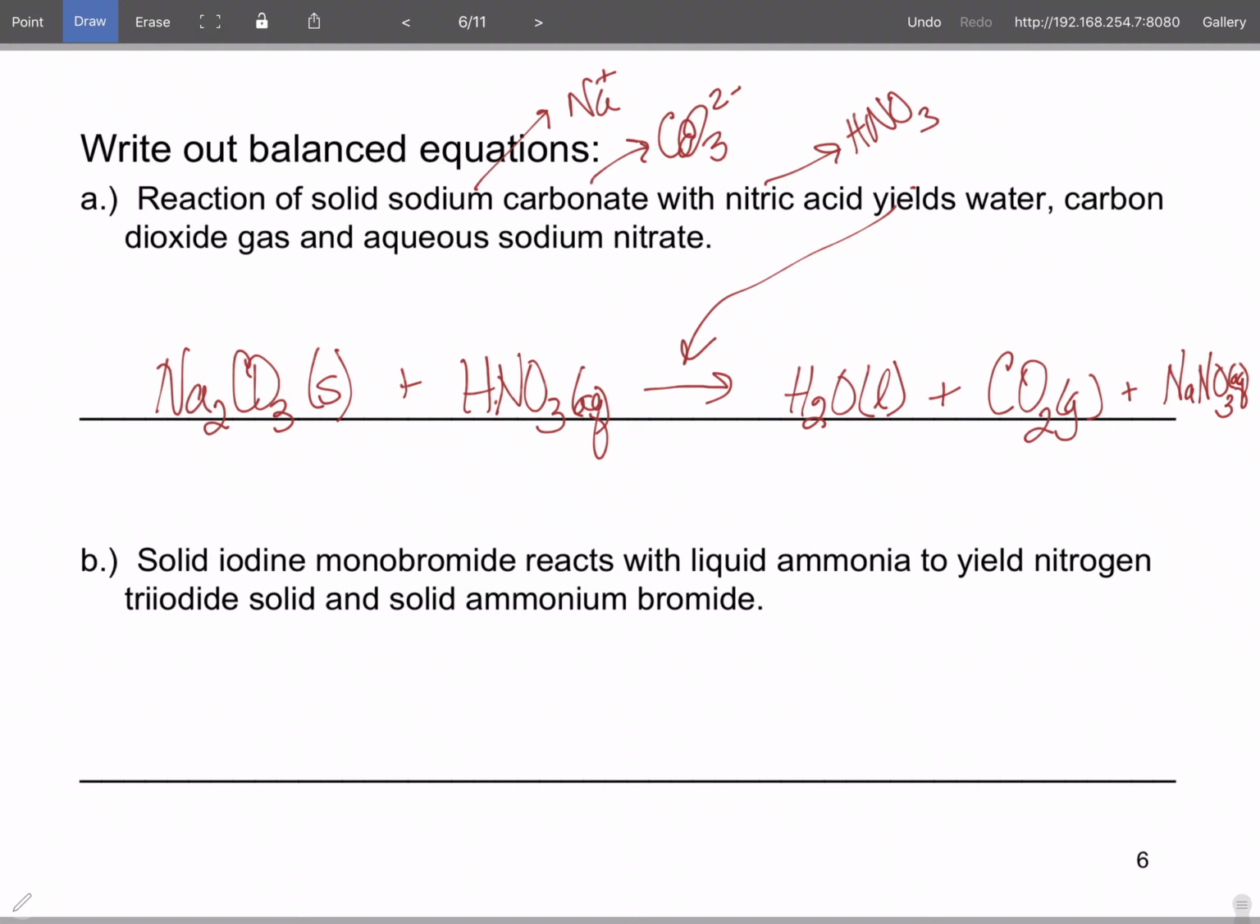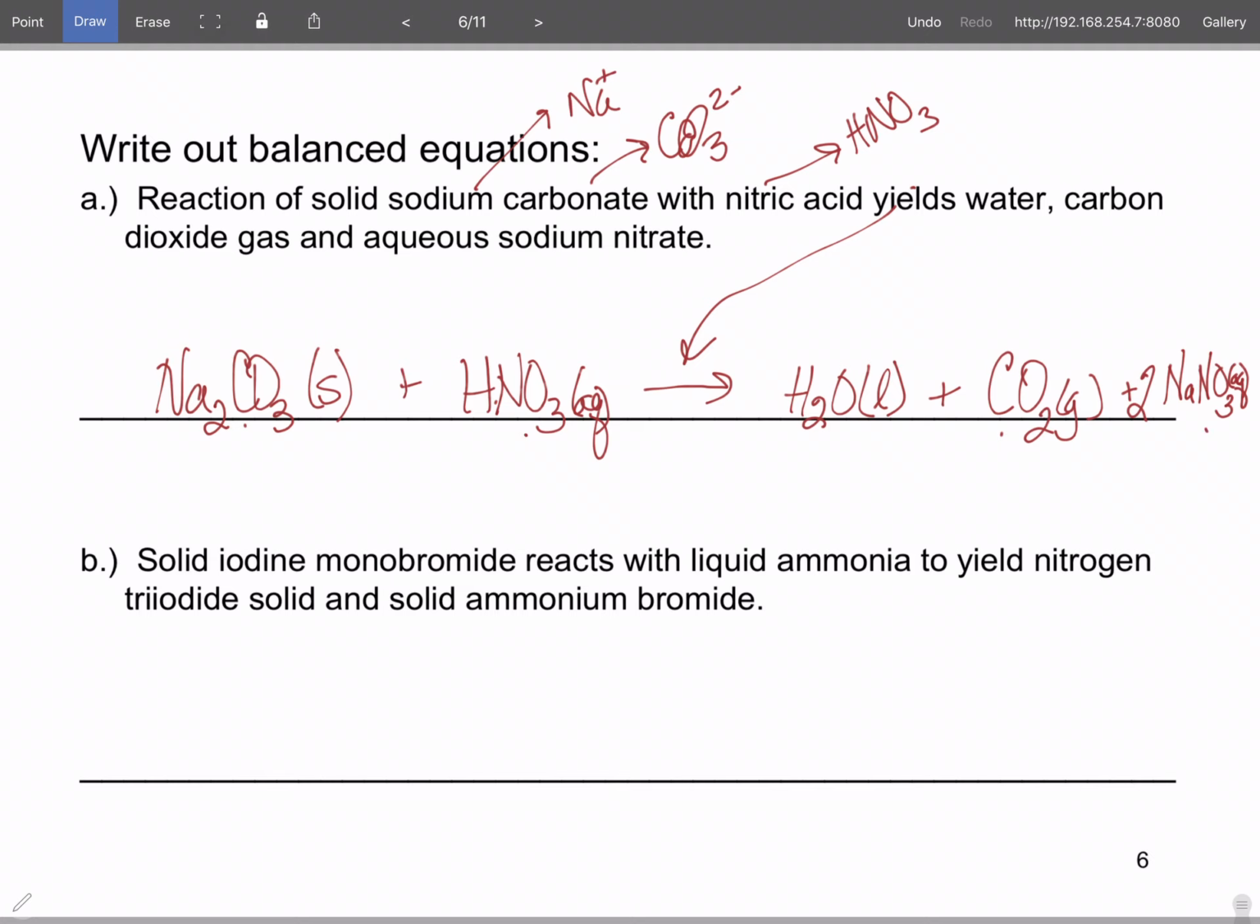All right, so now I have all my compounds. I have all my states. And now I just need to balance it. So I have 2 sodiums here, so let's put a 2 up front here. The carbonate doesn't reappear, so we have to treat it separately. So I have 1 carbon, so I'm good there. The nitrate stays together, so I have 1 nitrate here, 1 nitrate there.